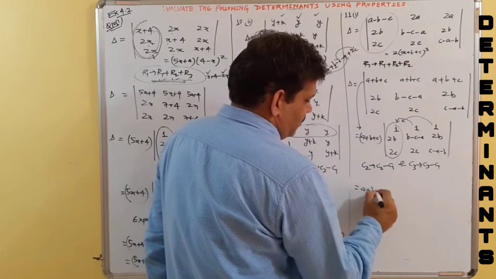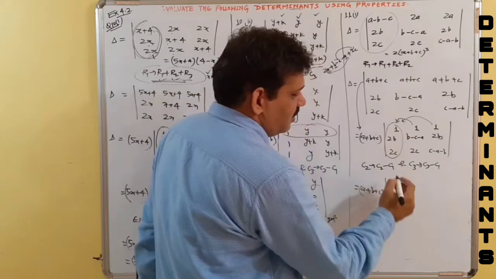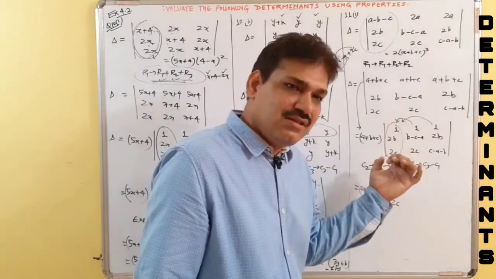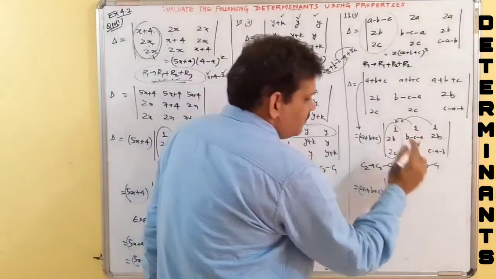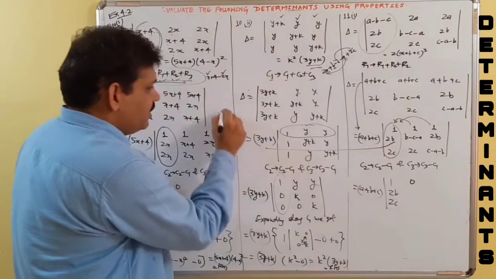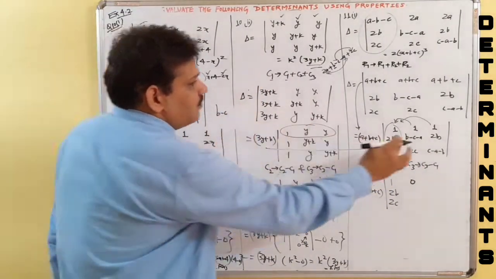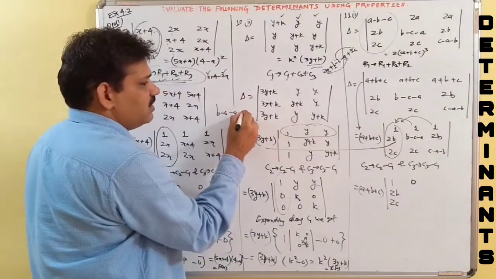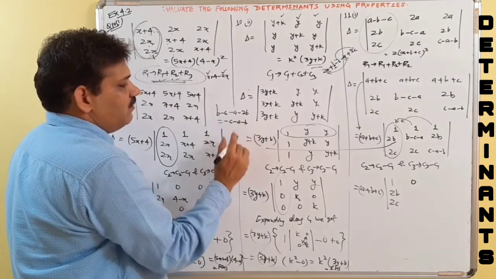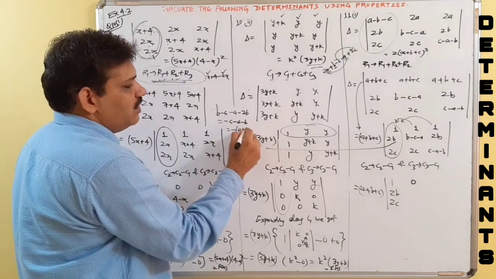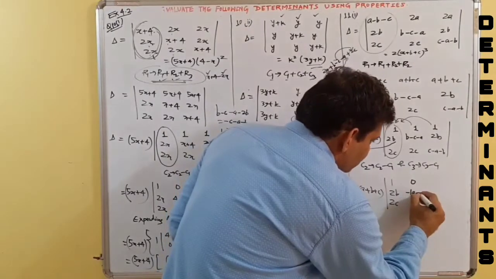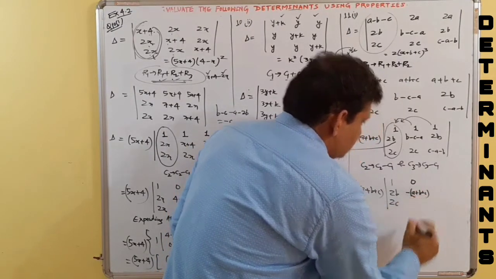That gives us (a + b + c) times this determinant: 1, 2b, 2c. There is no change in C1, so it stays the same. Now 1 minus 1 is 0. Mind it: b minus c, b minus c minus a, b minus c minus a minus 2b. So you get minus c minus a minus b. If you take the negative sign common, this gives you a plus b plus c. So this is minus times (a + b + c).